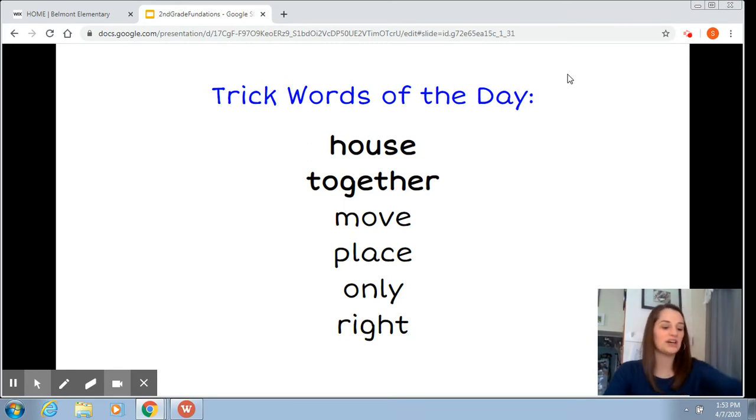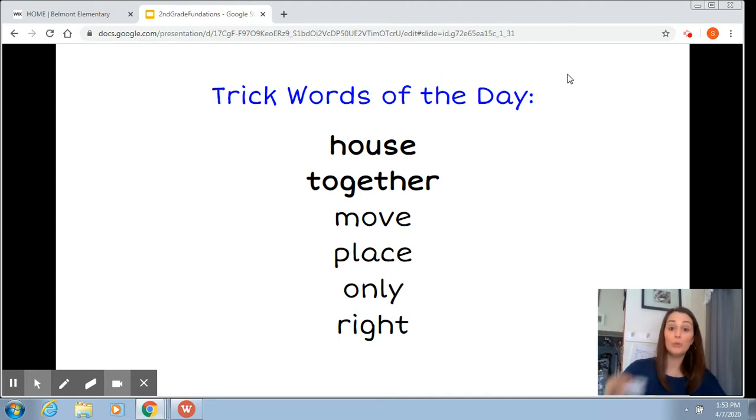Our trick words of the day that we're going to focus on are the words house, repeat, and together, repeat. So those are bolded. However, you will find the other trick words in your packet. You can cut them out or you can write them on index cards and practice them because they're good words to know just like that.